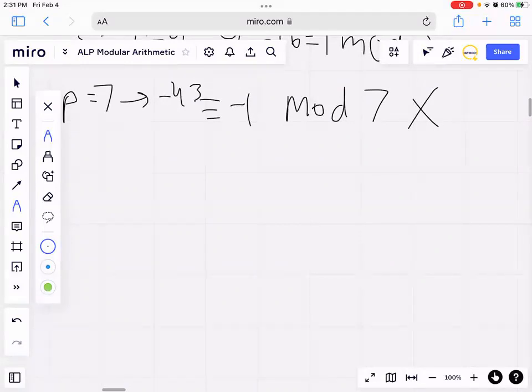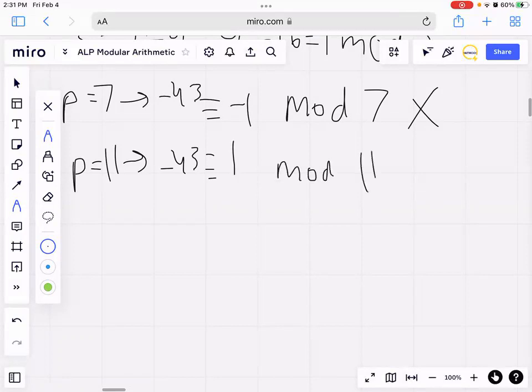So let's work with p equals 11. Adding 44 to negative 43 gives us 1 mod 11, which is quite good, because 1 mod 11 times 1 mod 11 gets us 1 mod 11. So we have 1 or negative 1 mod 11 squared gets us to 1 mod 11.